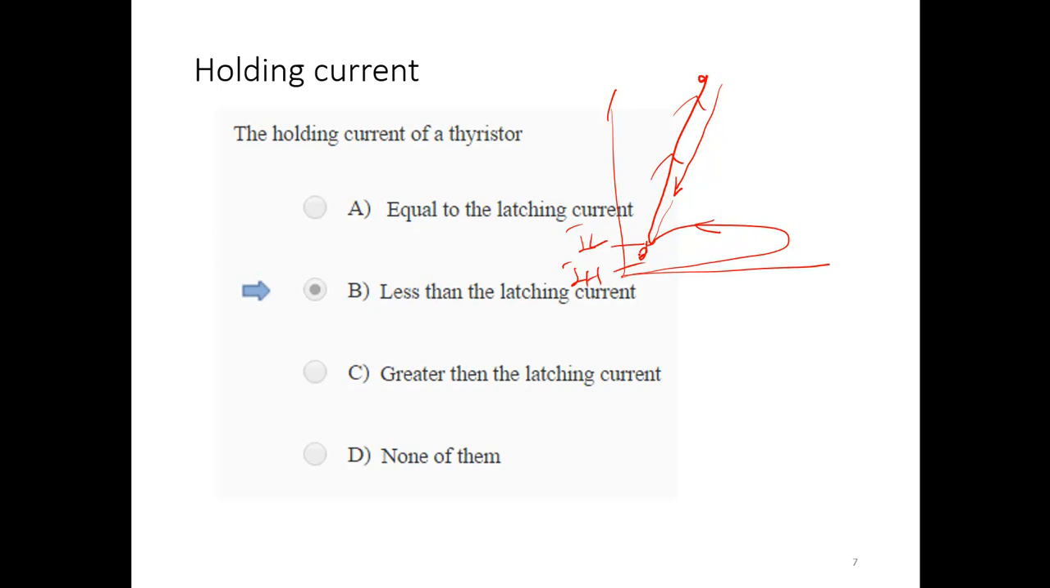It will hold on. If the latching current is, say, 2 milliamps, the holding current will be less, maybe 1.5 milliamps. That means once you reduce the current slowly by reducing the load or some other way, the thyristor will remain on until the current becomes less than the holding current. The latching current is higher than the holding current. Please look through that. There is a better schematic, figure 9.3, which shows the difference between the latching current and the holding current.